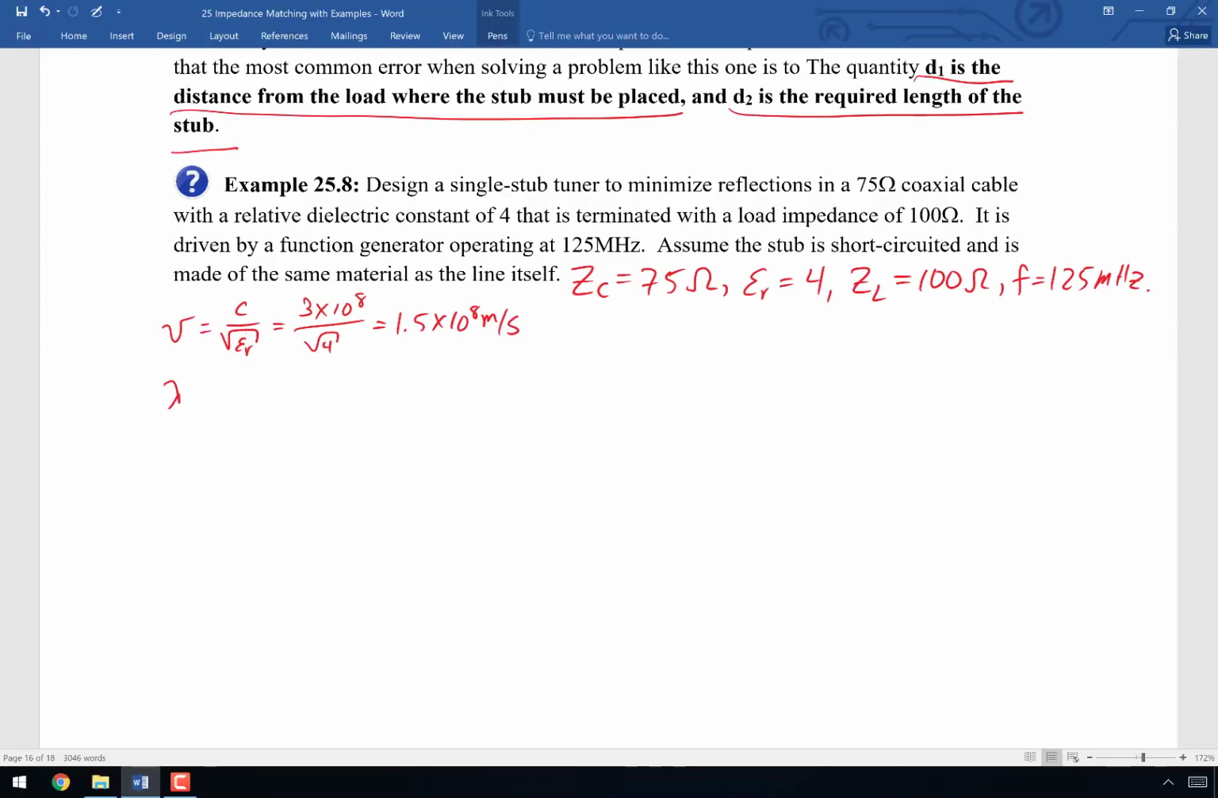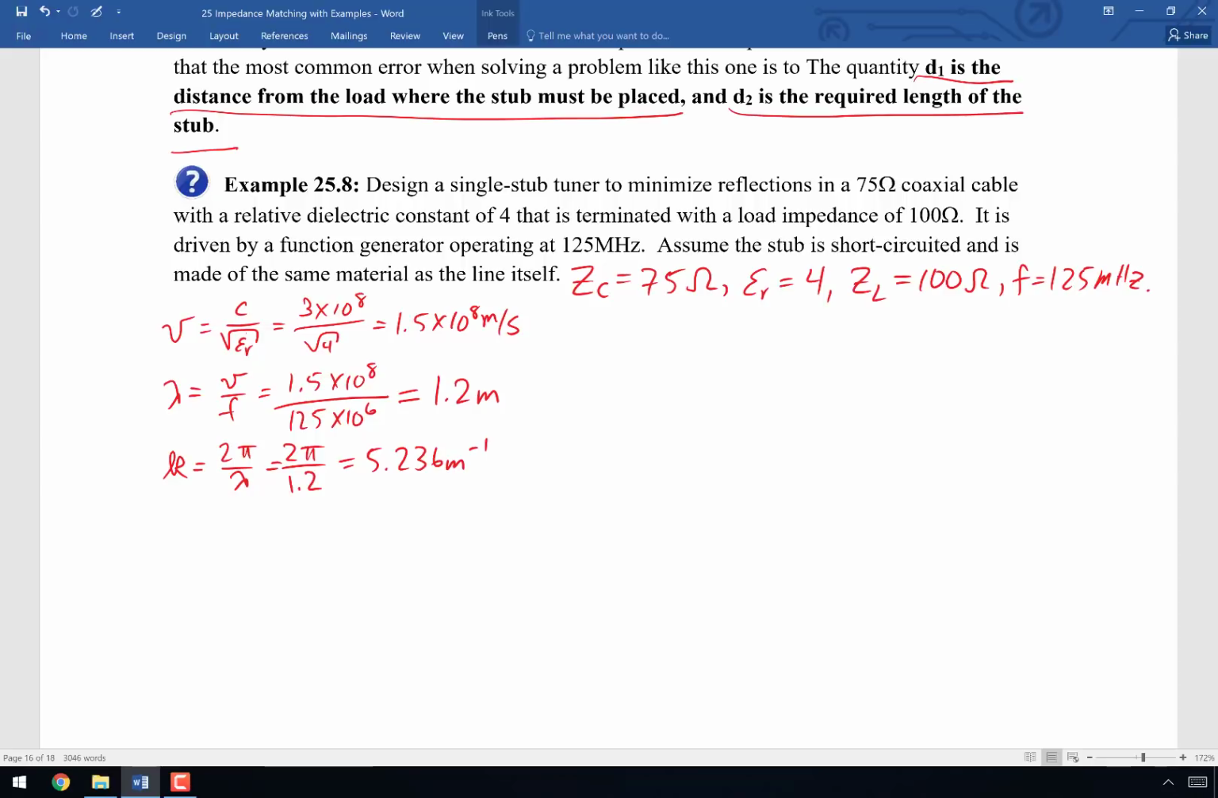From that we can then calculate lambda. Lambda is the velocity divided by the frequency, 1.5 times 10 to the 8th divided by 125 times 10 to the 6th, that's megahertz, and that gives me 1.2 meters. So the wavelength of this line is 1.2 meters. I can then calculate the wave number. That's going to be 2 pi divided by lambda, which is 2 pi divided by 1.2 meters, and that gives me 5.236 meters to the minus 1.